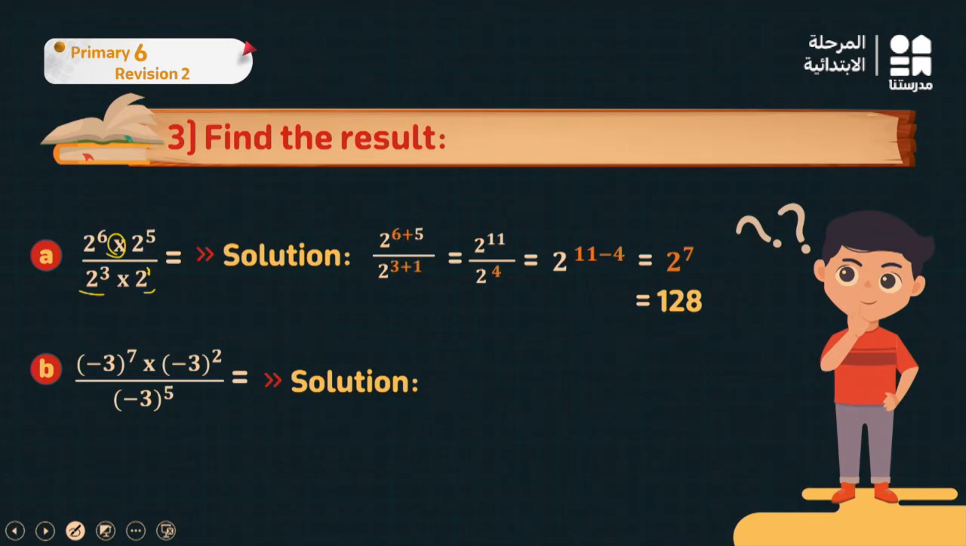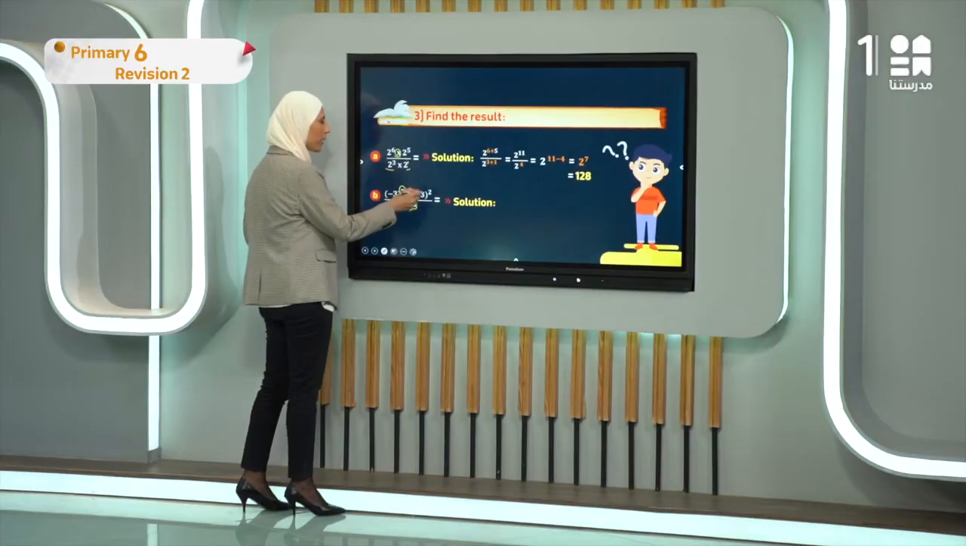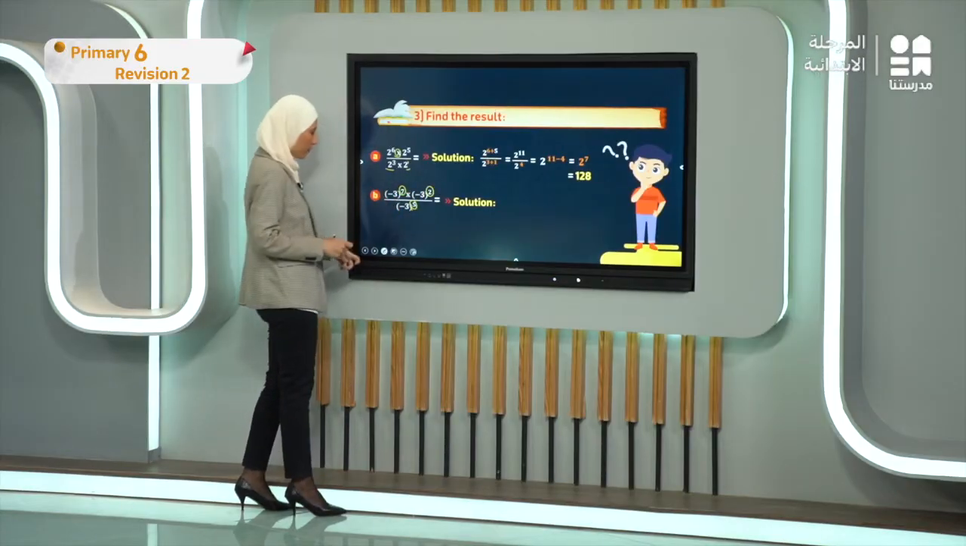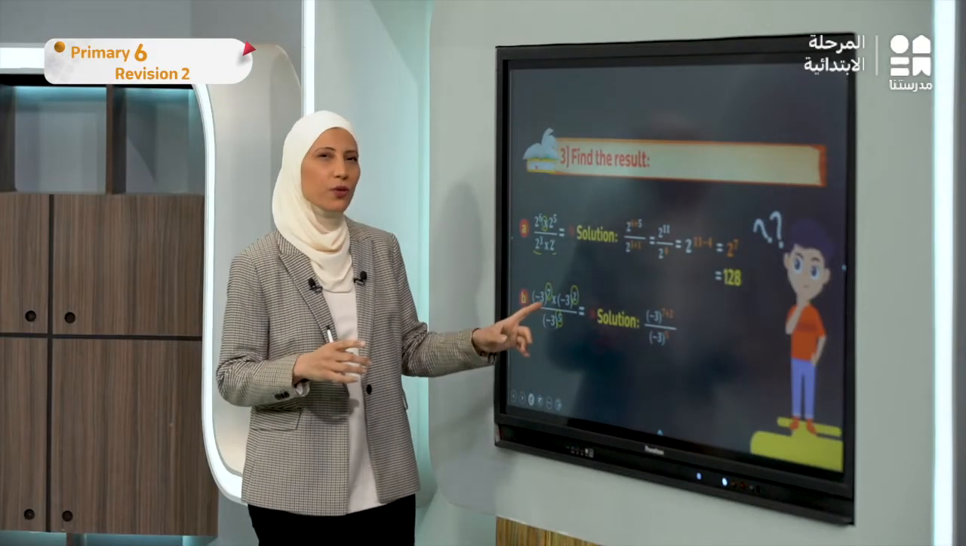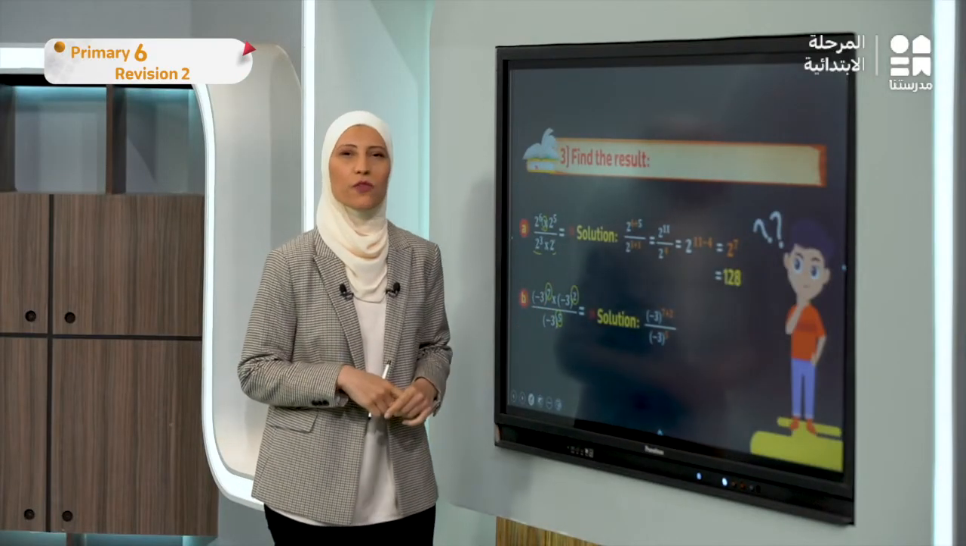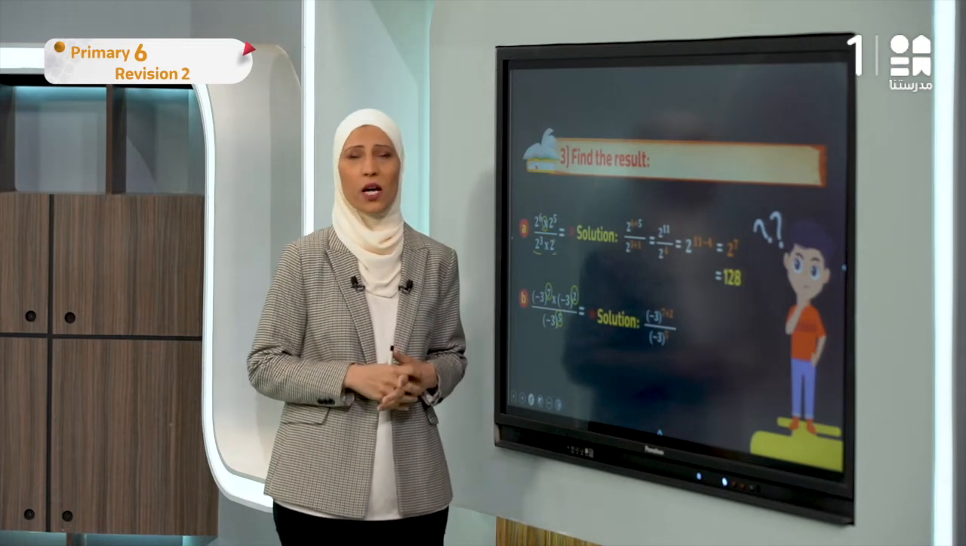The next exercise I have negative 3 to the power of 7 times negative 3 to the power of 2 times negative 3 to the power of 5. Here it seems the same base. But be careful, here I have an odd power and here I have an even power, and all of them are negative 3. What will I do? How will I do it? I will not use the even power here to remove the negative sign. Do you know why? Because I need an equal base to use my rules.